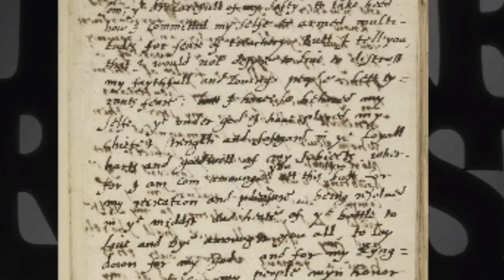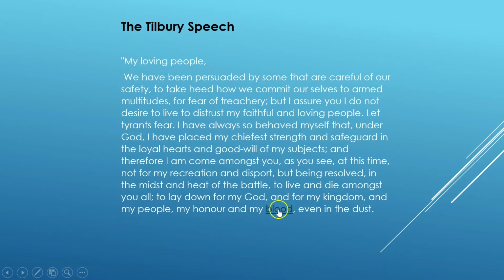The copy of this speech in its original form is not very clear and would be difficult to read, mostly due to the age of the document. So let's take a look at a copy of this speech, known as the Tilbury speech, probably Queen Elizabeth I's most famous speech, in a more readable format. Please follow along as I read the speech aloud, keeping in mind some of those questions.